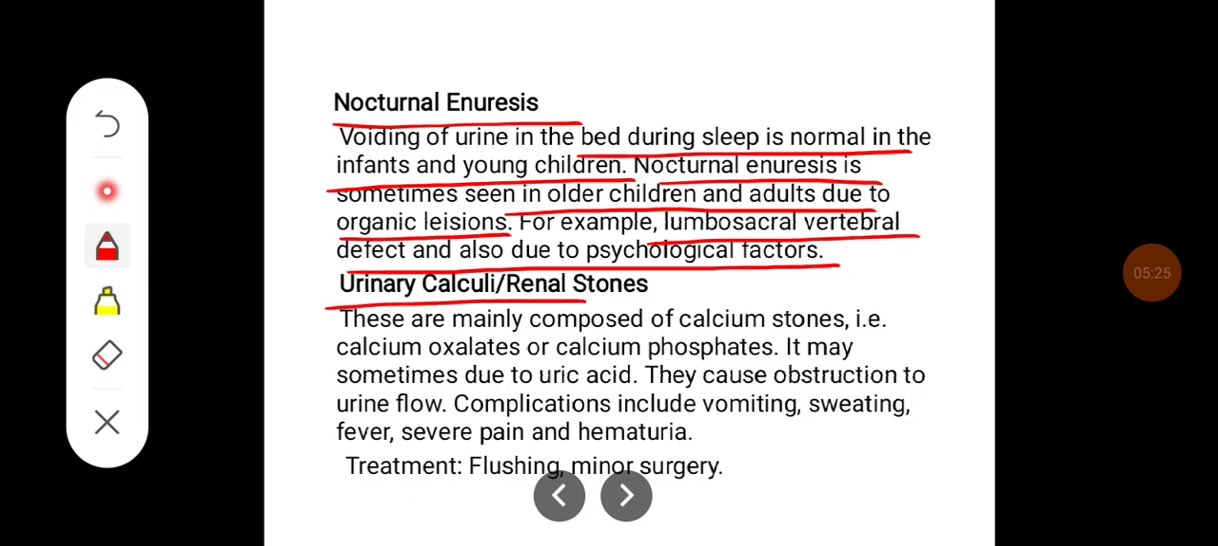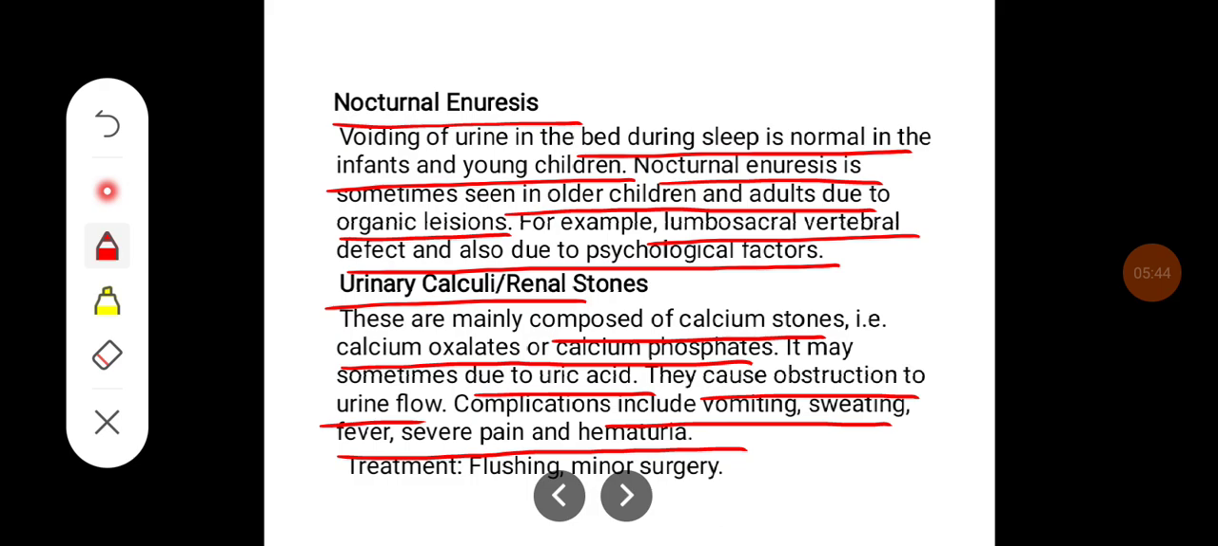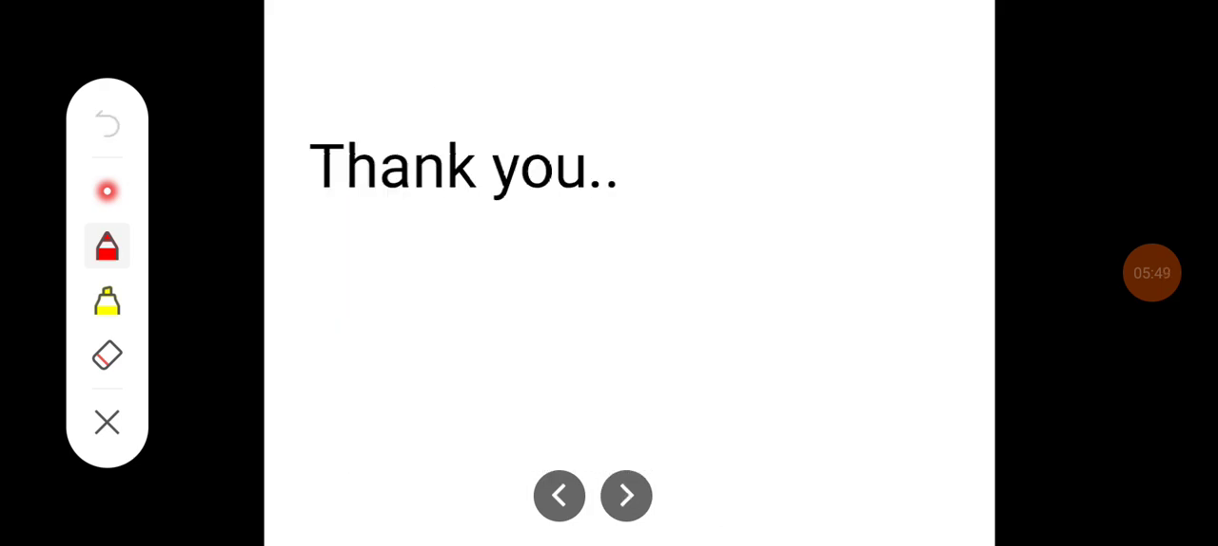Urinary calculi and renal stones. These are mainly composed of calcium stones, that is, calcium oxalates and calcium phosphates. It may sometimes also be due to uric acid. They cause obstruction to the urine flow. Complications include vomiting, sweating, fever, severe pain, and hematuria. They are treated with flushing and minor surgeries.